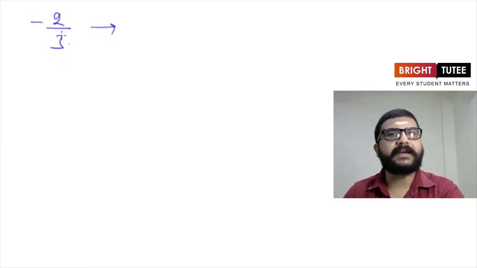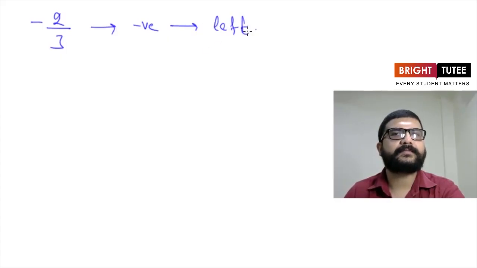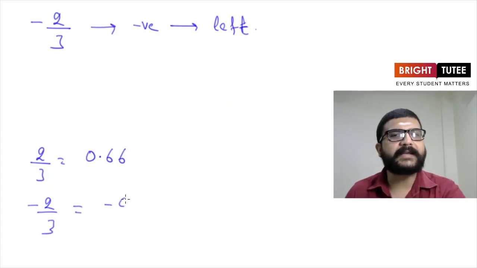First of all, what kind of number is it? It is a negative rational number. So it will lie on the left side of 0. Now between which two integers will it lie? So 2 upon 3 is approximately equal to 0.66. Now what can we say about minus 2 upon 3? It will be approximately equal to minus 0.66.